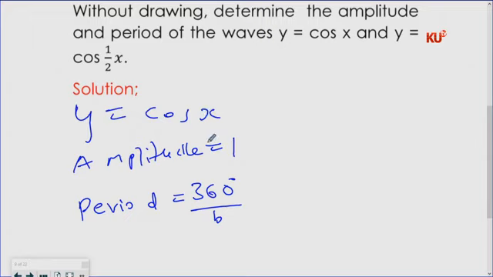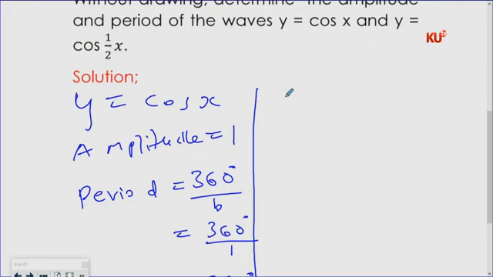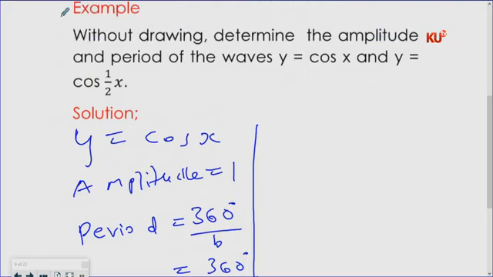So I'll have 360 degrees divided by 1. Of course, you know where this 1 is coming from, because it's the coefficient of x. If you divide 360 degrees by 1, you will get 360 degrees, and that is the period for this first wave. Let's look at the second wave, where you are told y is equal to cos a half x. Let's get the amplitude.